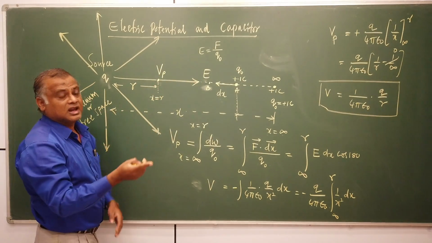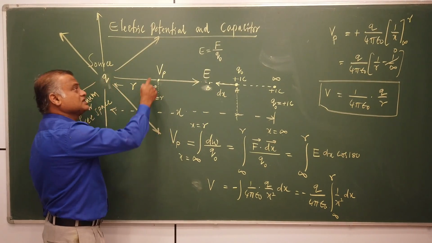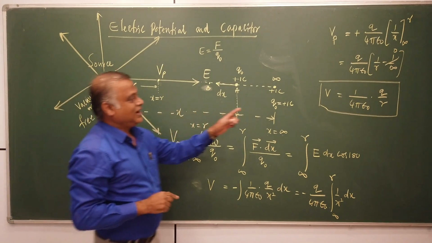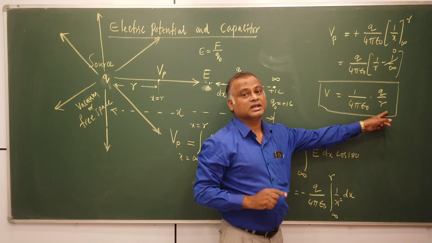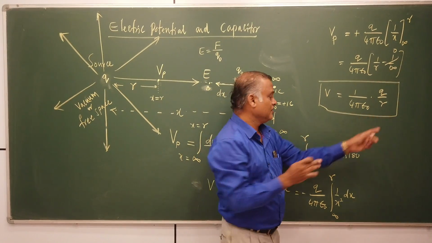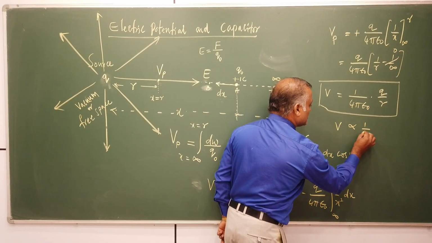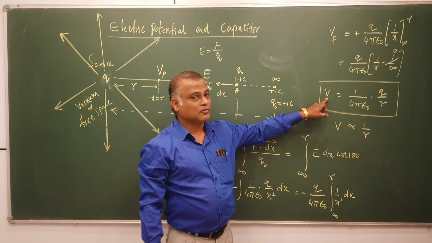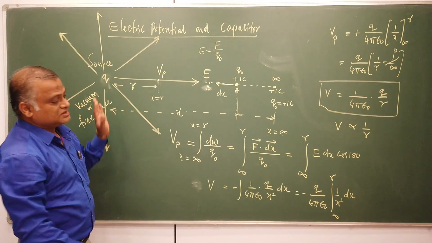If q increases, electric intensity also increases, the potential also increases. But then, how are potential and distance related? Inversely proportional. Potential at a point is inversely proportional to the distance. And since potential is a scalar, don't worry about the directions here.